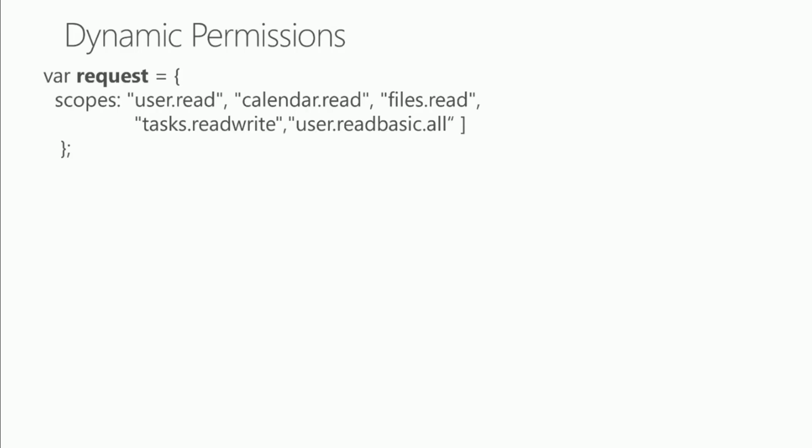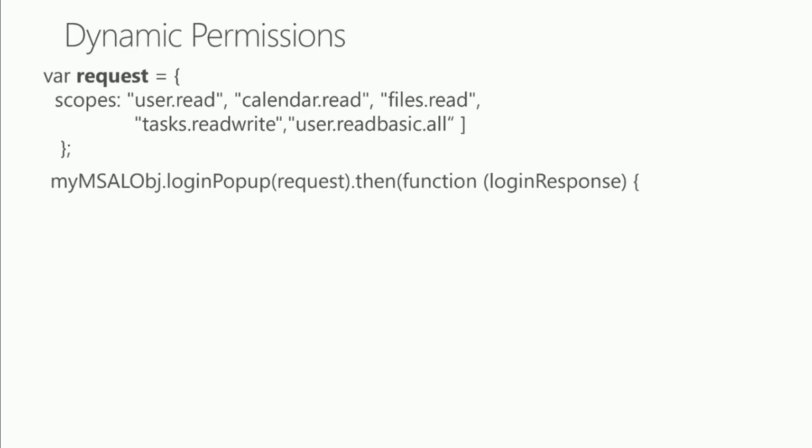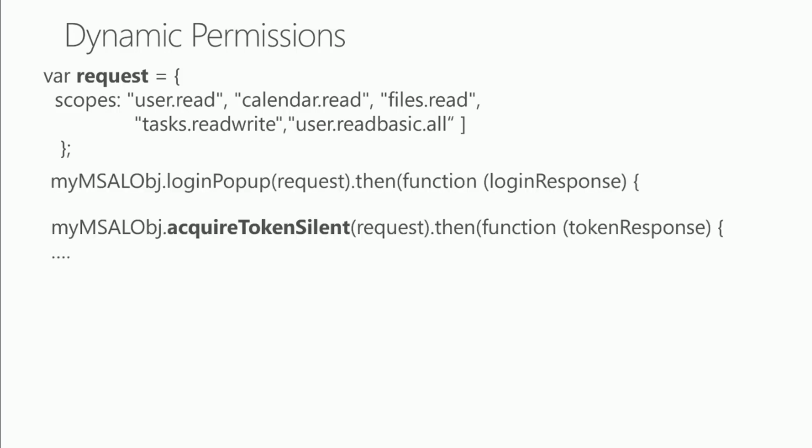I can also decide, well, what I want to do is decide at some point what permissions I want. Maybe I haven't declared anything in the portal. So I can say, well, here are the permissions I'm going to use, and I can just provide those again in those login pop-up and acquire token silent calls. So I could ask for everything I'm going to need as soon as the application starts.